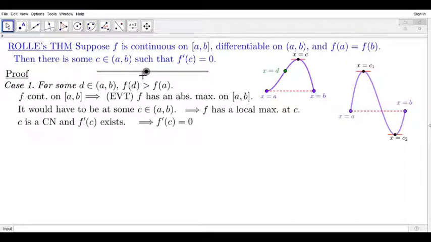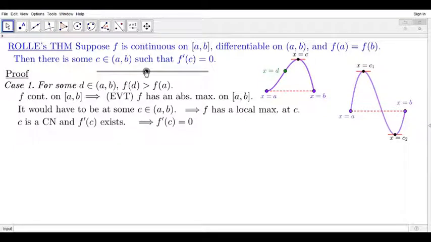In other words, f prime of C is equal to 0, and that's what we're trying to prove, that there is some number C between A and B such that f prime of C is equal to 0. And so from the illustration here, such a number C is where you have a local maximum.